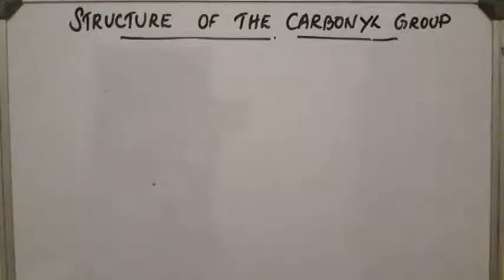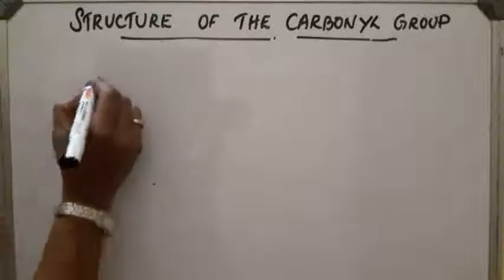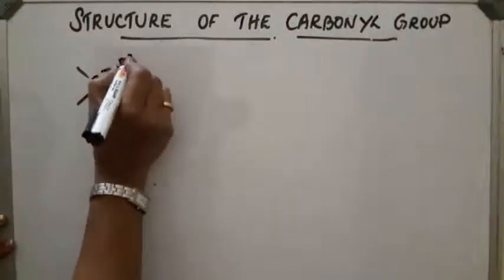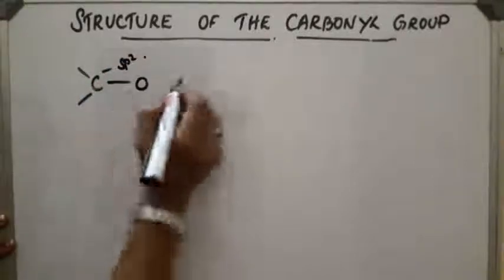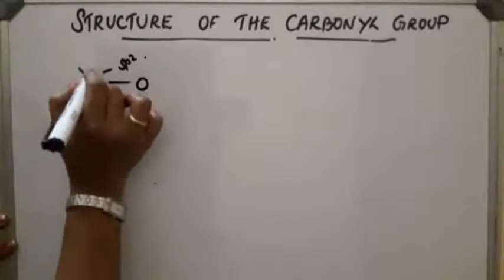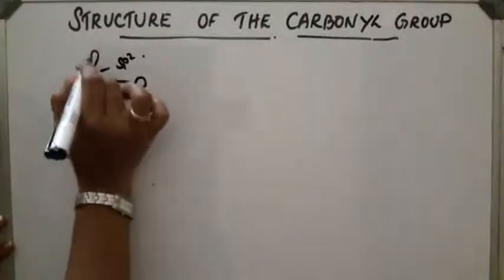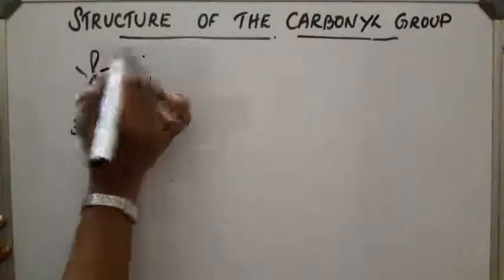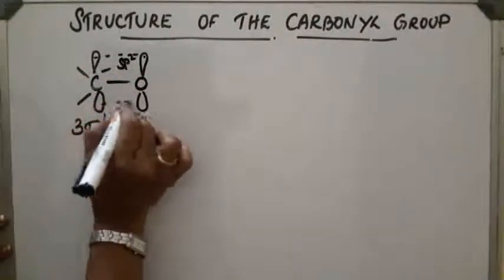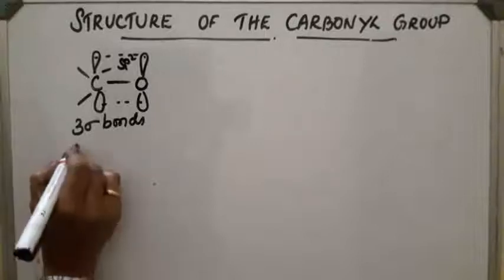Structure of the carbonyl group. Structure of carbonyl group present in aldehydes, ketones and acids. Here in the carbonyl group, this carbon is sp2 hybridized and contains 3 sigma bonds. And the 4th electron will be present in the p orbital. This p orbital will overlap with the p orbital of the oxygen atom and form one pi bond.